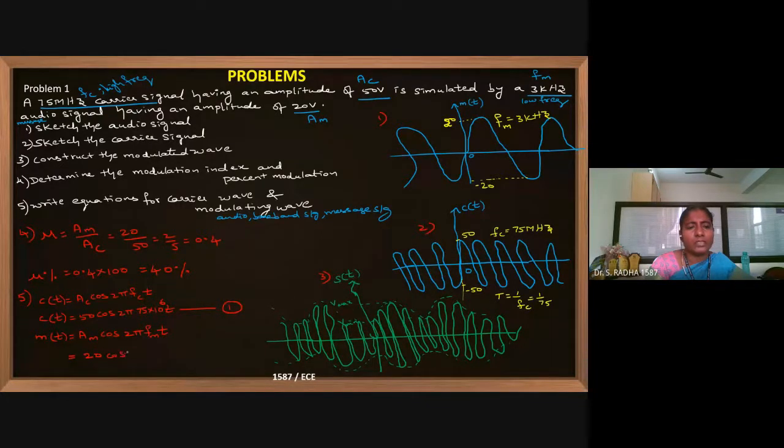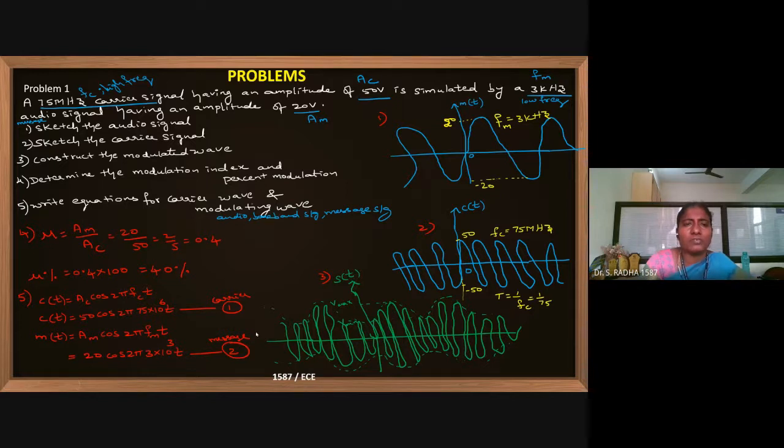Then cos 2 pi, fm value given in the question, 3k. K means 10 power 3. I am making it as equation 2. This is the carrier signal and this is the message signal or modulating signal.